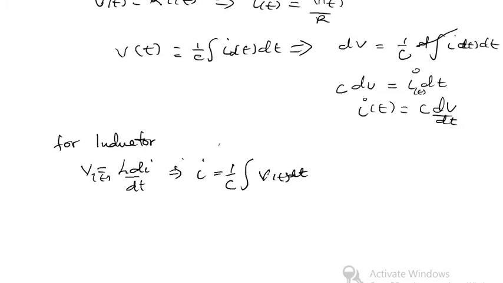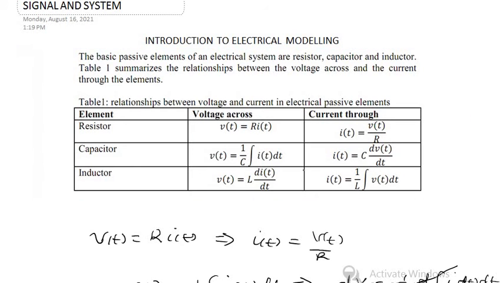Okay, so these are the three basic elements as we see in the given table. Here i(t) for the capacitor element is C dv/dt. For the inductor it is 1 over L integral of v(t) dt. For the resistor it is v over R.